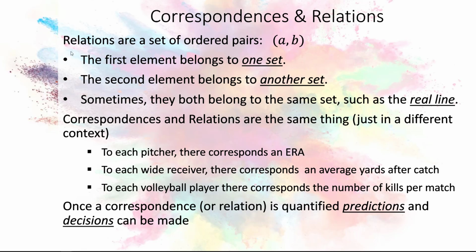The first element belongs to one set. We kind of call that the input set. And the second element belongs to another set, which we tend to call the image set. Sometimes they both belong to the exact same set. In this particular case, it's typically the real line, particularly if the relation is expressed as an equation. What is correspondence? It's just basically another way of saying relation, however it's just in a different context. Typically correspondence is used in more of a real world context, whereas relation is basically a mathematical definition.